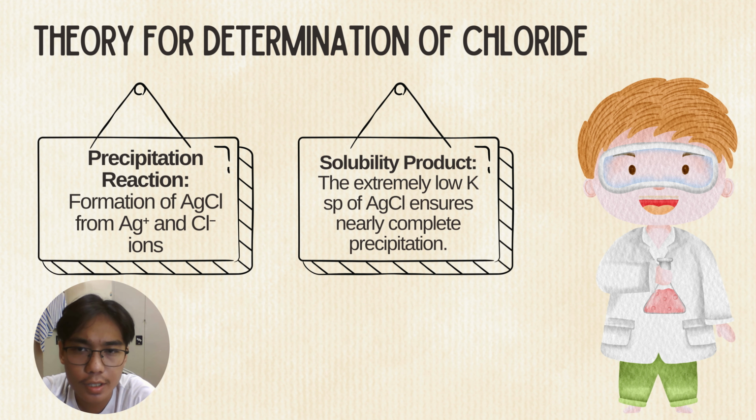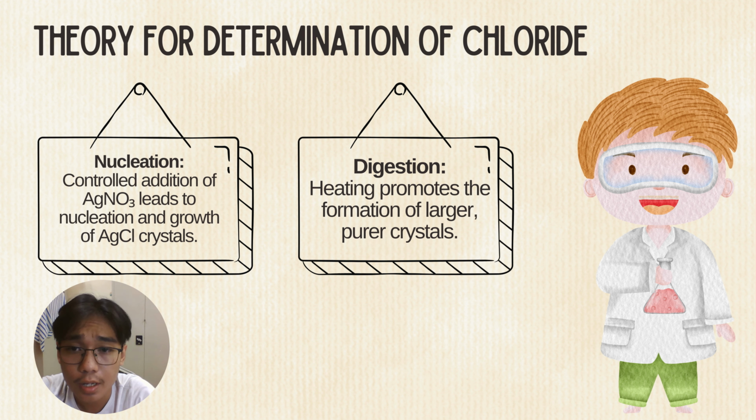As you can see here, this is the theory of determination of chloride. First, the precipitation reaction. It forms AgCl from Ag+ and Cl- ions. Then there is the solubility product: the extremely low Ksp of AgCl ensures nearly complete precipitation. Next, the nucleation. Controlled addition of AgNO3 leads to nucleation and growth of AgCl crystals.